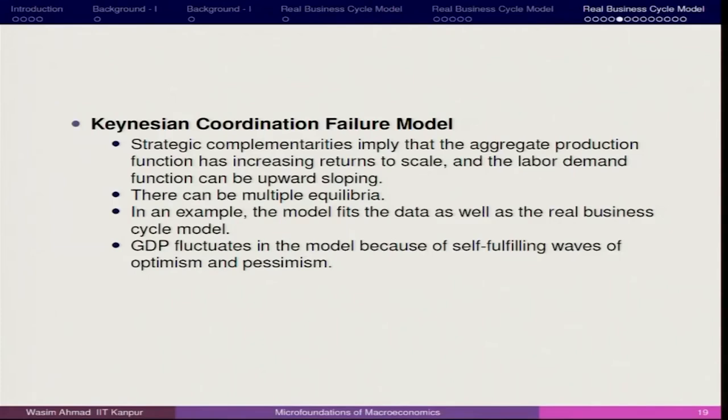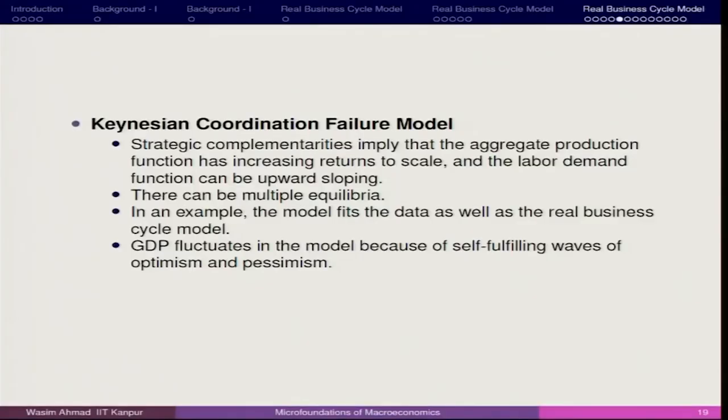It shows that the aggregate production function has increasing returns to scale. So far, in most of the models, it is very common to assume constant returns to scale. Once you have constant returns to scale, it means that by increasing inputs by one unit, you get only one unit of output. But if you increase inputs by one unit and are able to produce 50 units of output, that is what we call increasing returns to scale.